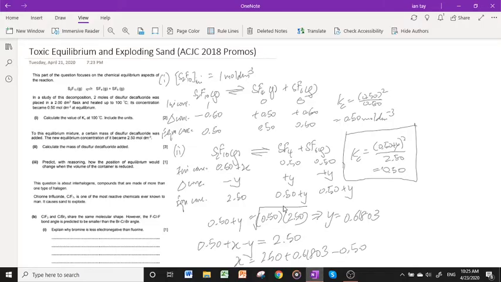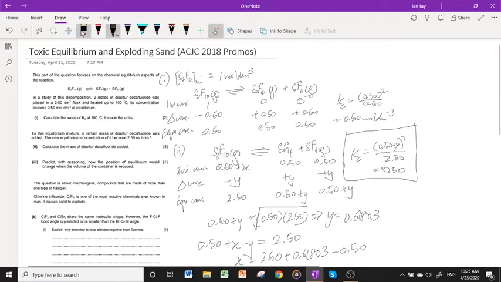Hello, so today I'll be going through an equilibrium question and a chemical bonding question. So let us first take a look at the equilibrium question. So we are focusing now on this chemical equilibrium over here.